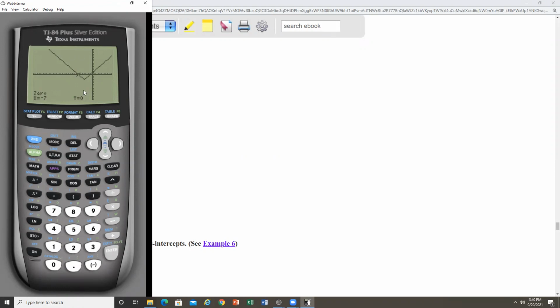Now, ladies and gentlemen, I want to find this x-intercept to the right over here. So we got to go back to calculate, 0 function. But this time we got to navigate our cursor in the vicinity of this other x-intercept. Notice, by virtue of the way the graph goes to the x-axis here, a left bound is going to have my cursor below the x-axis here. Do you agree? That's a left bound for this x-intercept to the right.